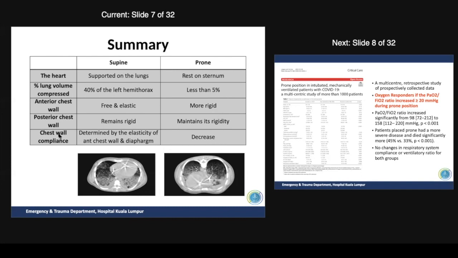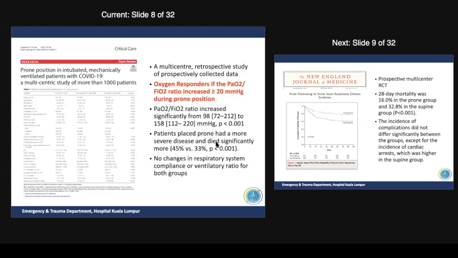And furthermore, the chest wall compliance in prone memang we expect to decrease, but lung compliance wise is actually for the first few minutes akan decrease, but later on it will improve. Okay, basically I will skip this part.